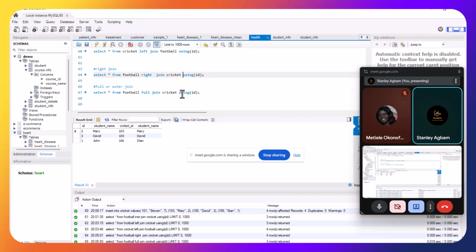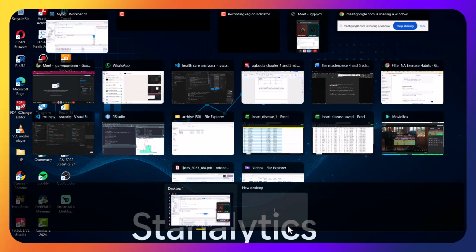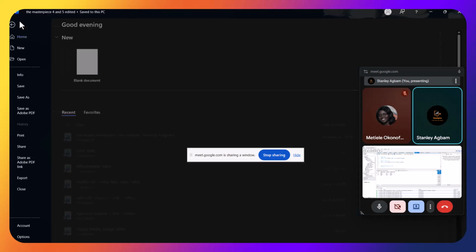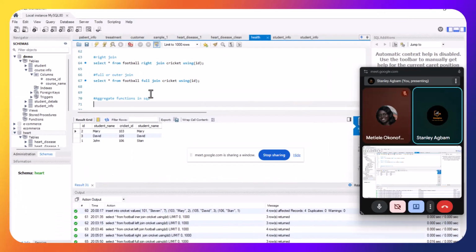Okay, so that is it basically. Now we're talking about aggregate functions. Actually, I introduced aggregate functions in SQL yesterday. I want to open the course outline again. In aggregate functions, we are basically talking about mathematical functions: sum, count, average, minimum and maximum. So let's go back to the data set that we were using yesterday.